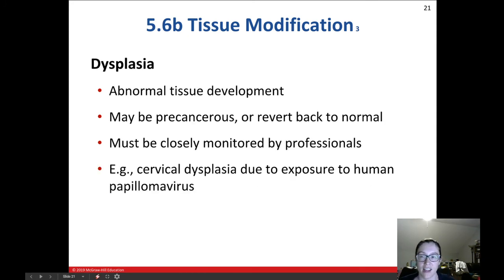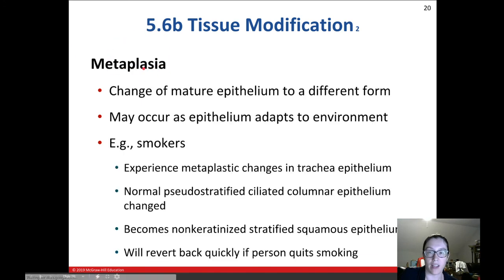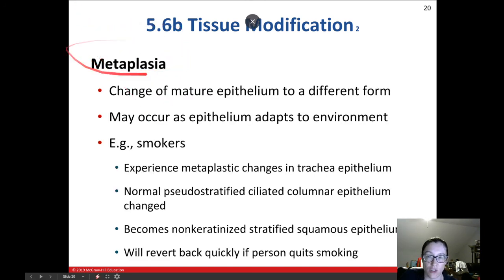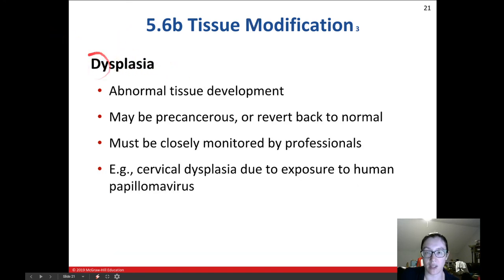Dysplasia then is a little bit further from metaplasia. This is a little bit more abnormal. So dys means there's an abnormality, so an abnormal growth. So we've got trophy or plasia. These are both growth, in size and in number. Metaplasia is a strange, different change in growth. Dysplasia, dys is usually abnormal. This is abnormal growth or abnormal development.